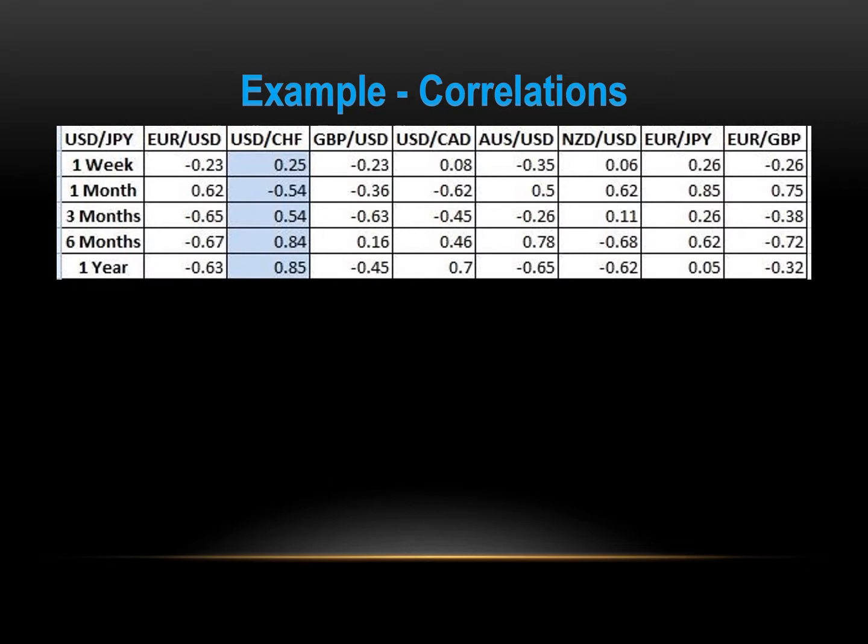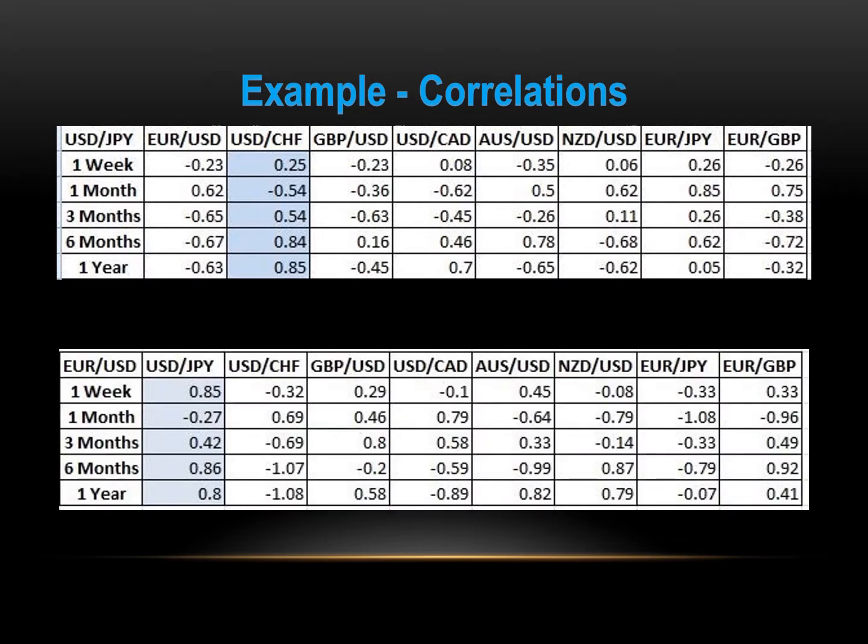If you observe the second column, the USD and CHF pair, we will notice that in the first week there was almost no correlation between the two pairs, just 0.25. With time, the correlation increased, and in the 6-month period it reached 0.84, indicating a very strong correlation.